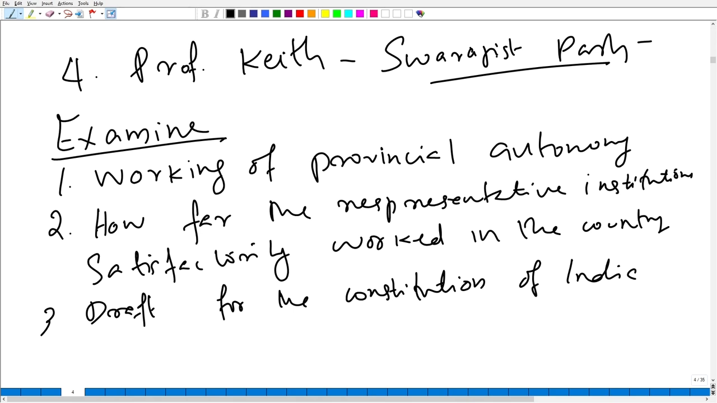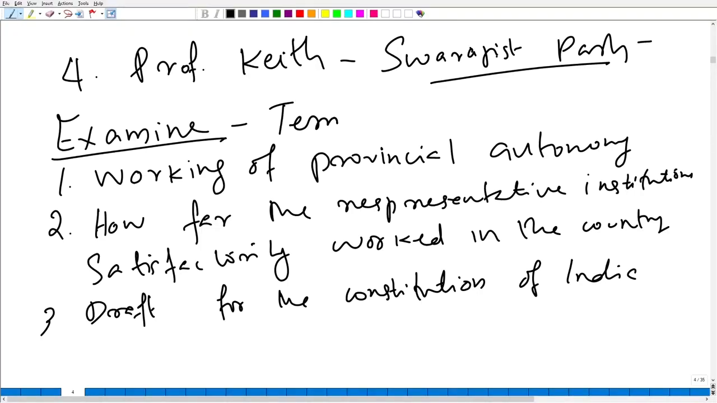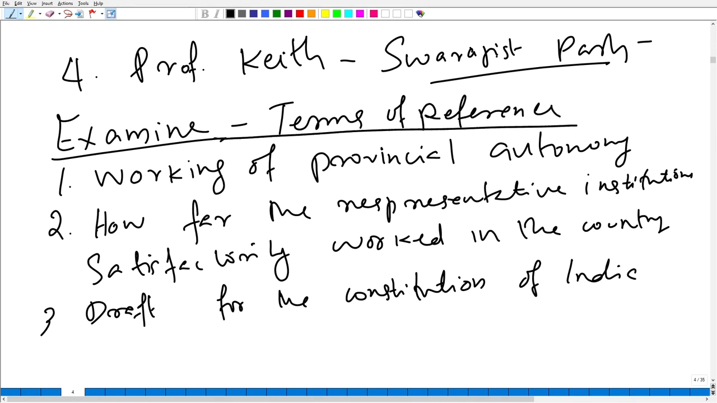Working of provincial autonomy, how far the representative institutions worked satisfactorily. Thirdly, draft for the future constitution of India. These were the terms of reference of the Simon Commission.